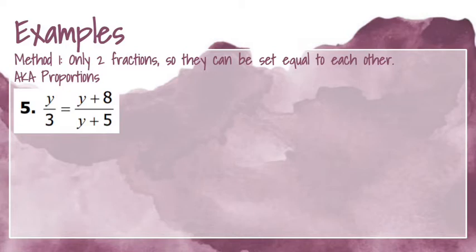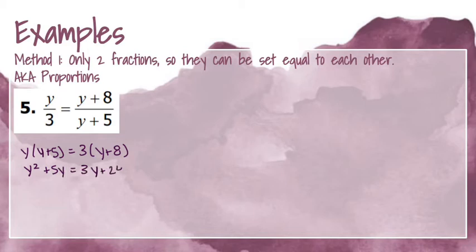I'm only going to do one more example of this method because I think you guys will catch on to this one really quickly. But in this case, we're going to end up having a quadratic equation to solve, and I just want to do a quick reminder on those. So when we cross multiply, we're going to have y times y plus 5 equals 3 times y plus 8. When we distribute, we'll get y squared plus 5y equals 3y plus 24.